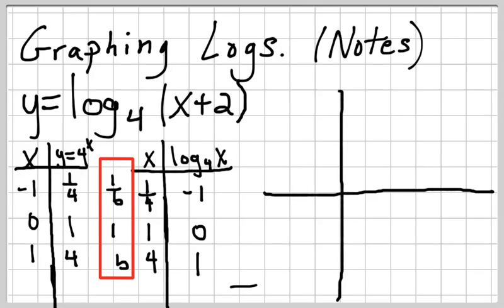In the red box, those are pretty much your x coordinates for all parent functions, and it's based on whatever the logarithm base is. In this case, it's 4. But if it had been 2, we would have 1/2, 1, and 2. Based on the base of the log? That's right. Based on the base.